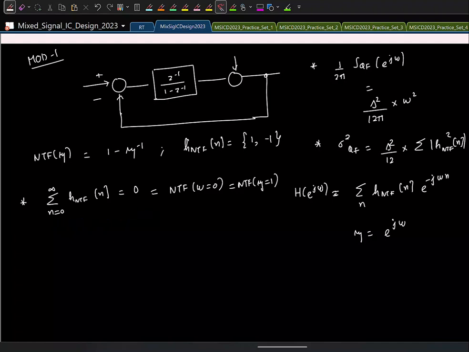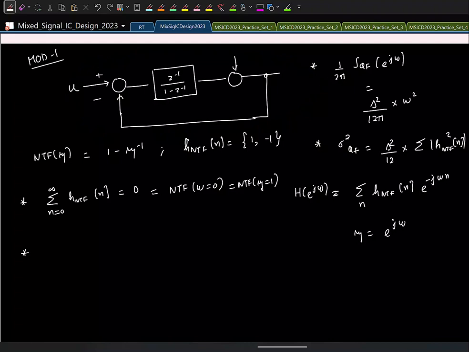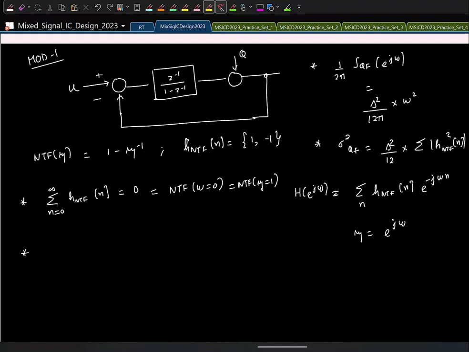And the second thing is this. Here, let us say I gave you this system as such. Here I have two inputs, U and Q. If I were to find the impulse response of the NTF, what will I do? Where will I apply the impulse?